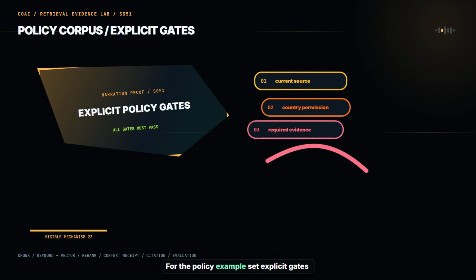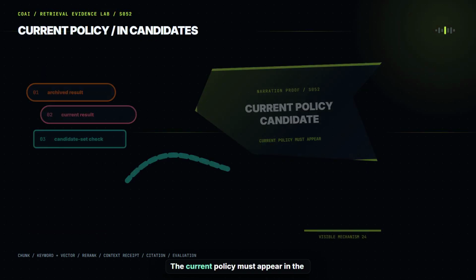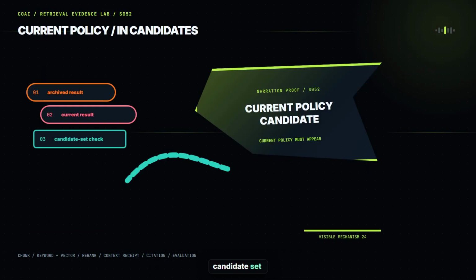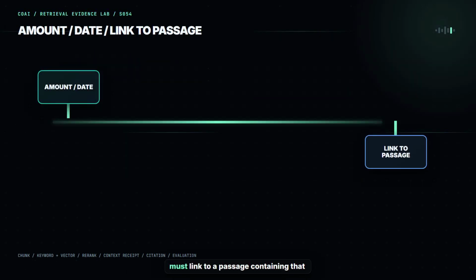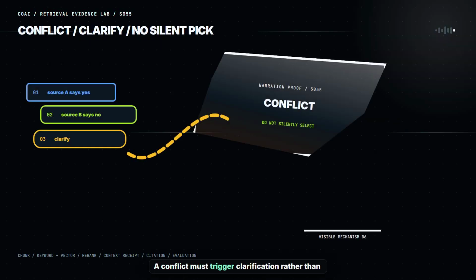For the policy example, set explicit gates. The current policy must appear in the candidate set. The country filter must be applied before content reaches the model. Every amount and date in the response must link to a passage containing that amount or date. A conflict must trigger clarification rather than silent selection.